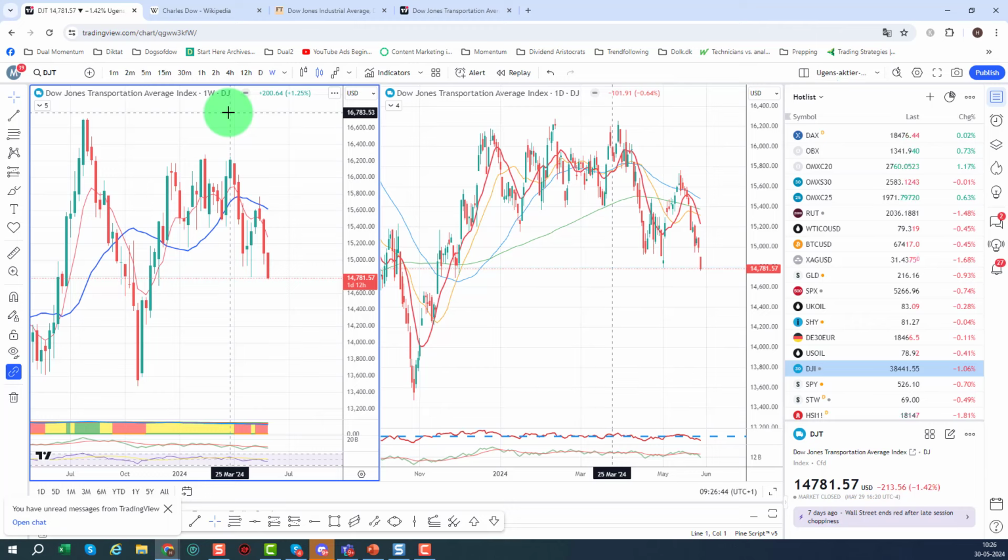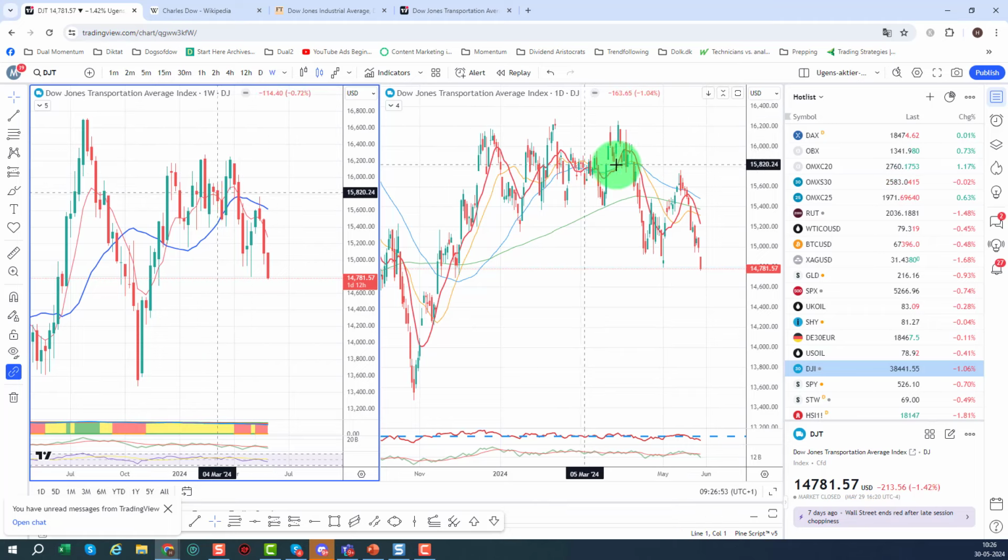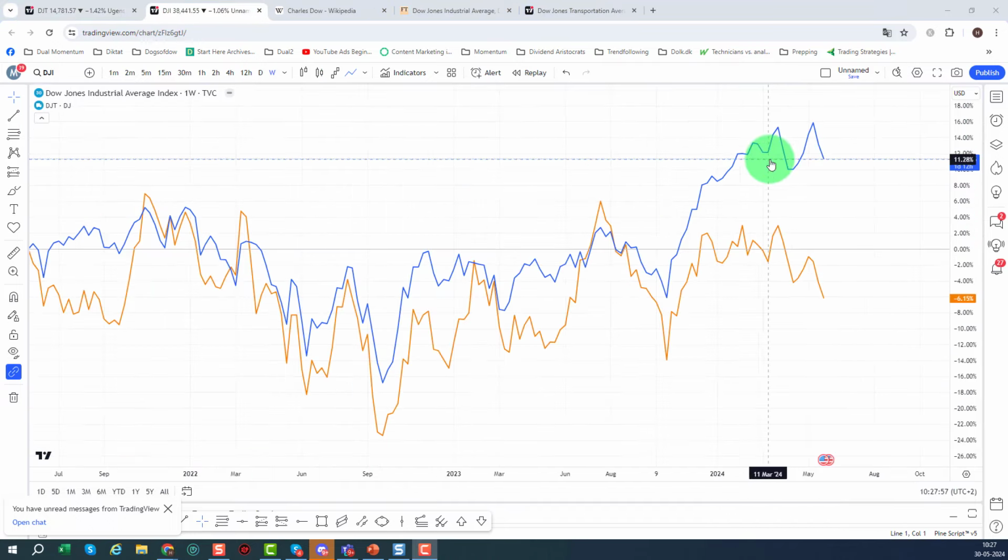So what we are seeing right now is a divergence. We are seeing that the transportation index and the Dow Jones Industrial are going each their way. Let's put it in another graph here. Here we're looking at the industrial index and the transportation index on a weekly chart, where the Dow Jones is the blue and the transportation is this brown yellow here.